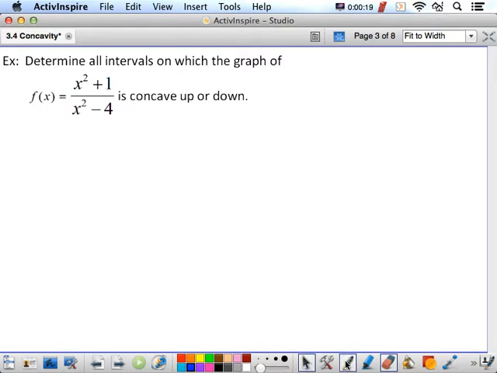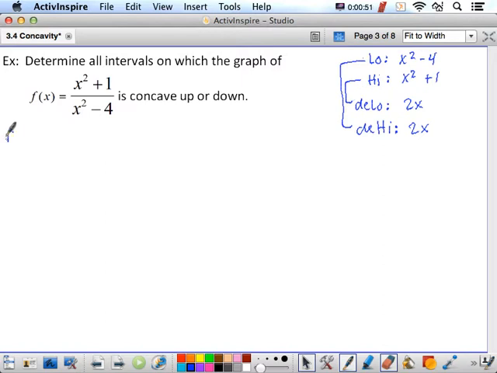So over here, we'll do low and high, d low, and d high. So both of those derivatives are 2x, right? All right, so we have low d high minus high d low over low low, and that gives us our first derivative.